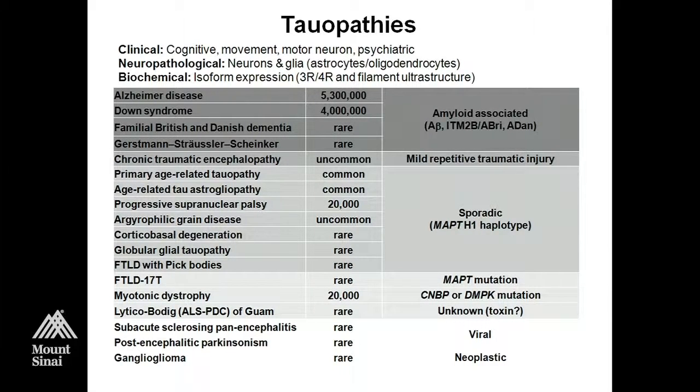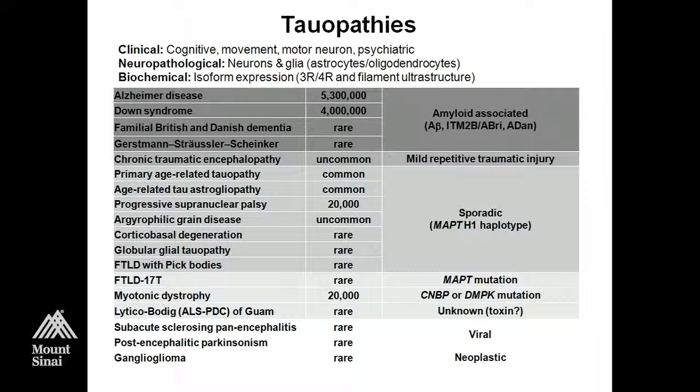We also see tangles in other, more exotic contexts, for example, myotonic dystrophy, which is associated with mutations in proteins that influence splicing, the lytico-bodig of Guam, the ALS Parkinsonism dementia complex, which surprisingly is associated with a potential toxin, although that's controversial. There are viral diseases of the nervous system that are associated with neurofibrillary tangles. Nobody really quite knows why, but in subacute sclerosing panencephalitis and post-encephalitic Parkinsonism, you can see tauopathy. And even in neoplastic contexts, for example, gangliogliomas, a subset of them will have neurofibrillary tangles.